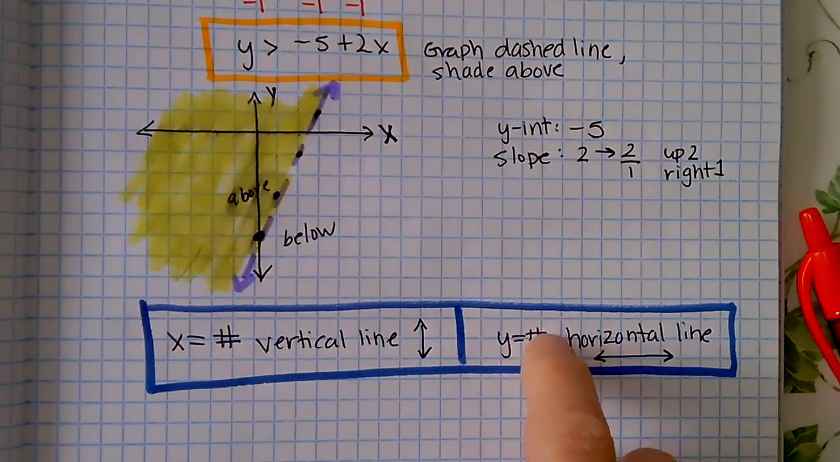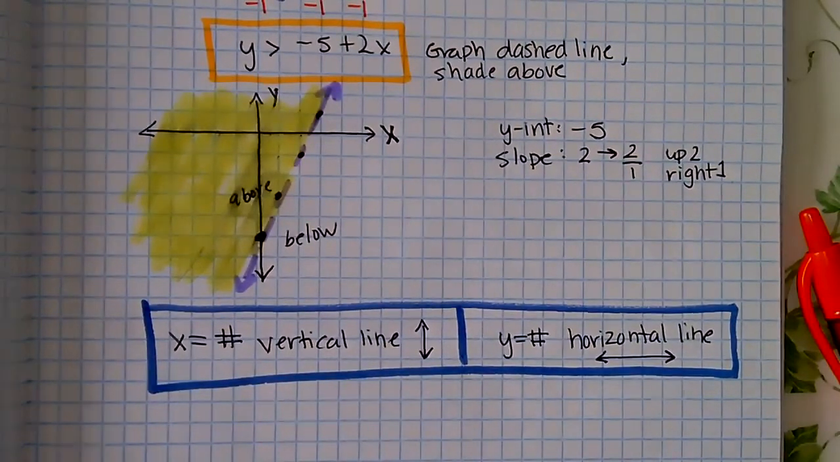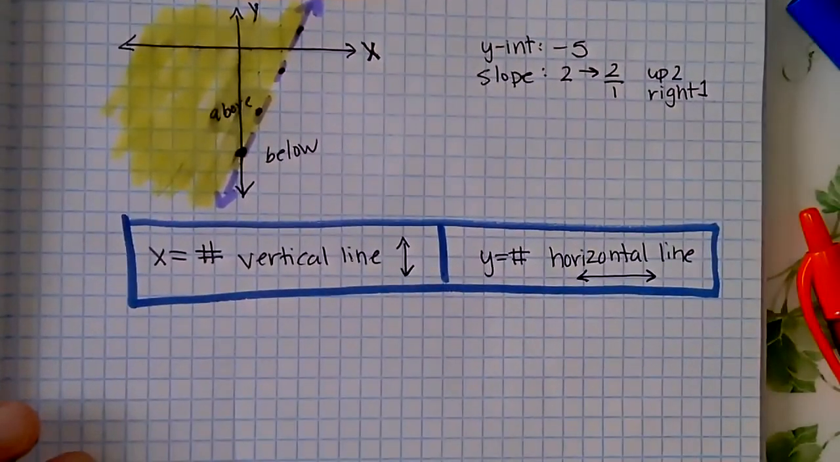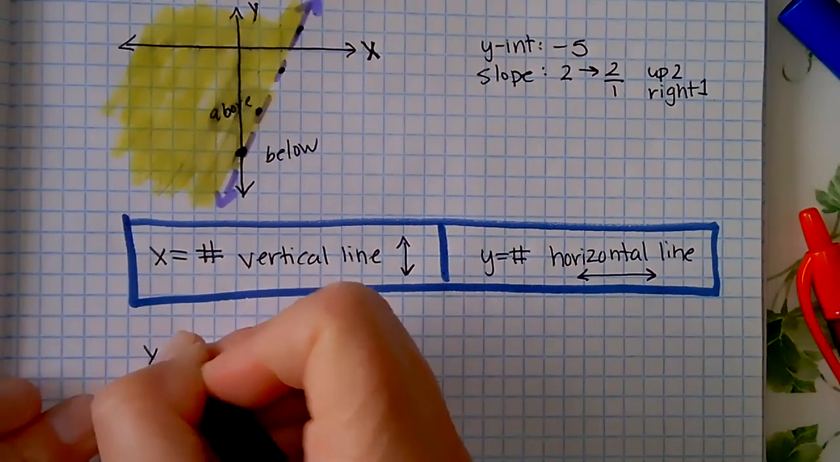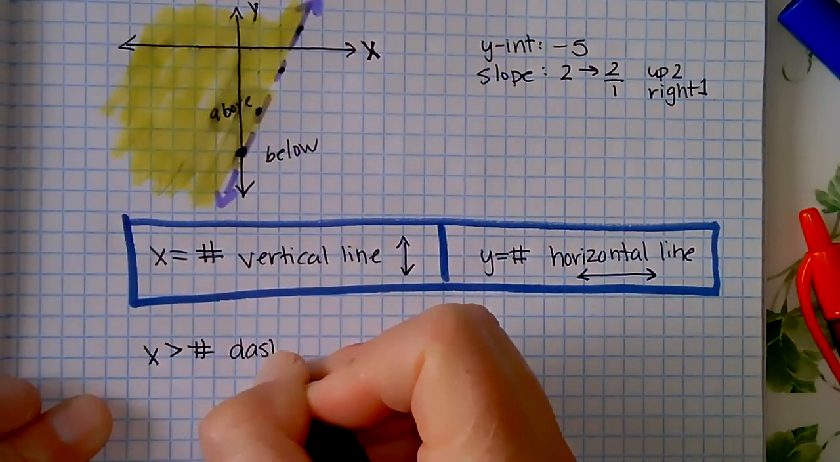Now, these ones you would still be shading above or below. These ones have a y in it. These ones we can't shade above or below. So what's going to happen is we're going to shade either right or left. Okay. So if x is greater than a number, that's going to be dashed.